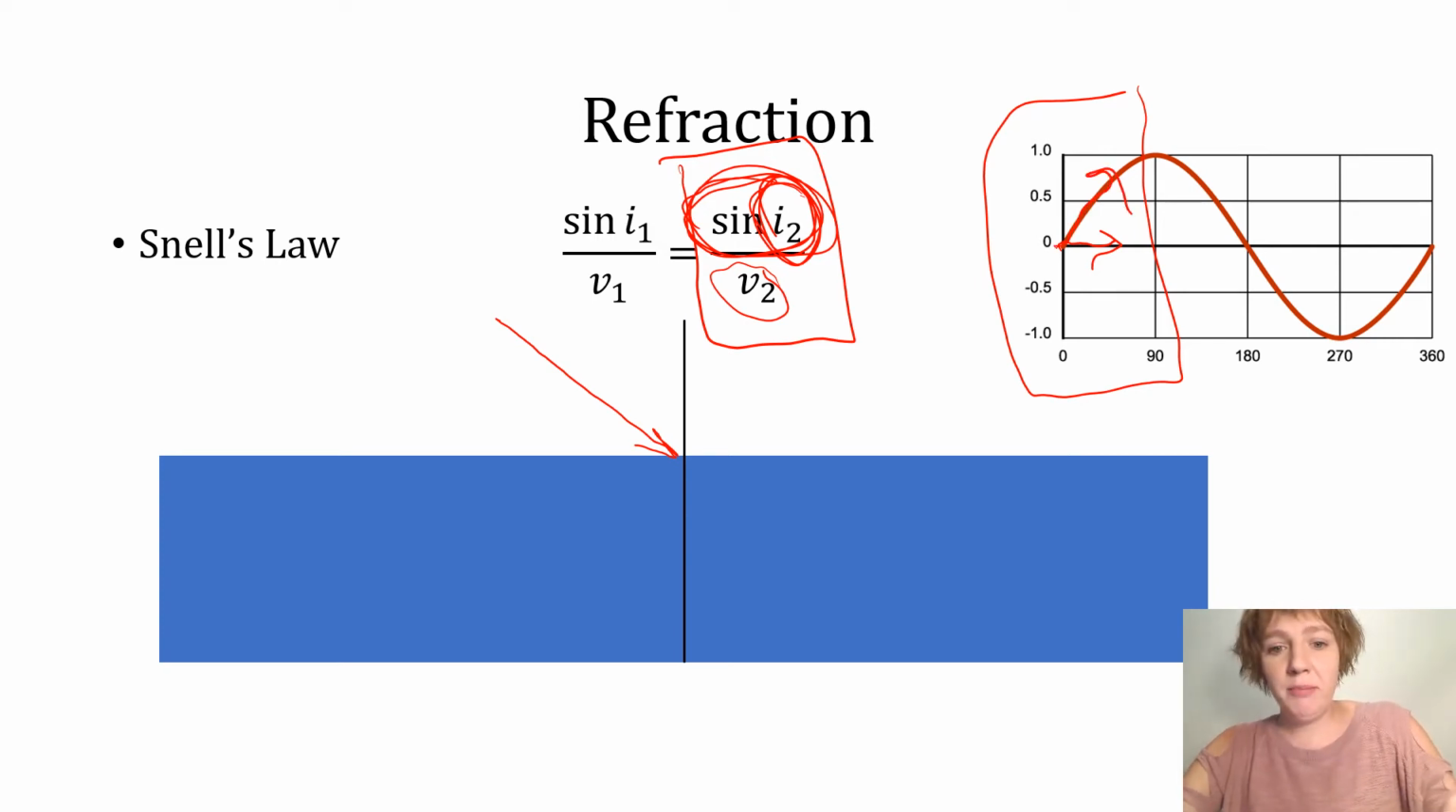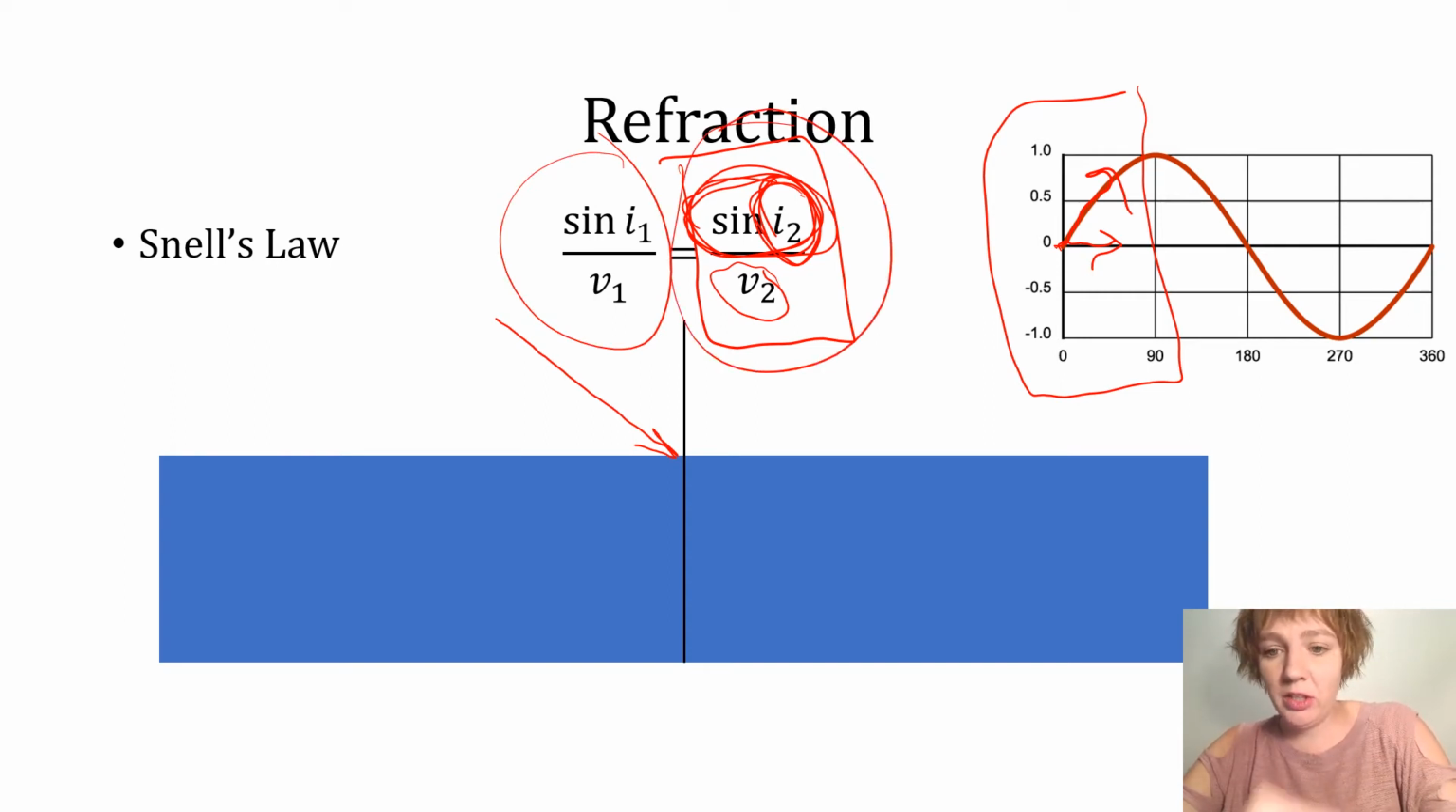So in order to keep the left side of this equation equal to the right side, we're actually going to need to increase the angle. So the angle of refraction is going to be higher than the incident angle. So the incident angle is this one, measured from the normal, and on the other side the angle is also measured from the normal, which is this line here, and it's going to be larger than that incident angle.